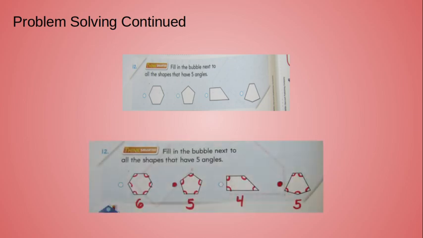All right. So if you've labeled yours, they should look just like mine. The first shape has 6 angles, so it's a hexagon. I'm not going to fill in the bubble because I'm looking for shapes that have 5 angles. The next shape has 5 angles. It's a pentagon, so I can fill that in. The next shape is a quadrilateral because it has 4 angles, so I don't fill that one in. And the last shape is another pentagon because it has 5 angles. So I can fill the bubble in for that one.